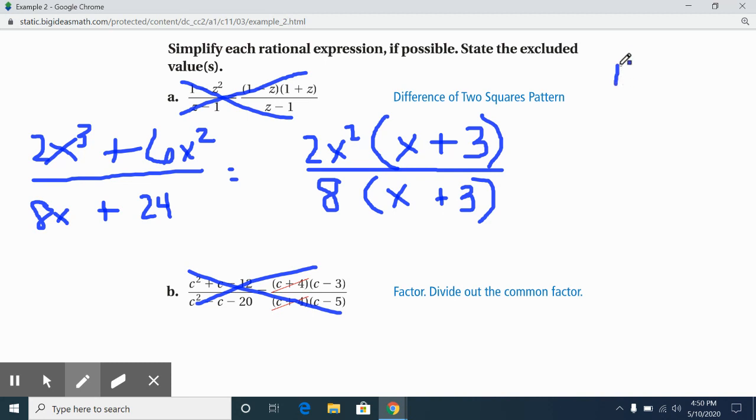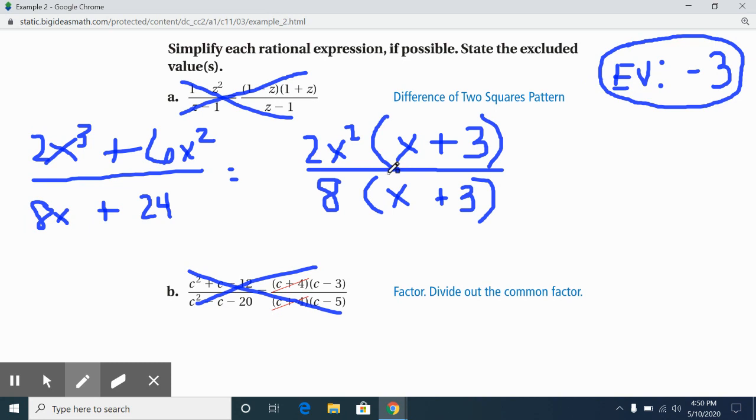Remember, the excluded value is the number that would make the denominator equal 0. Since this 8 doesn't have an x next to it, I'm not going to worry about it. I'm looking at the expression that does have a variable. What would make this expression equal 0? Negative 3 is my excluded value in this problem. So this is part of my answer. I always want to find my excluded value after I factor but before I simplify.